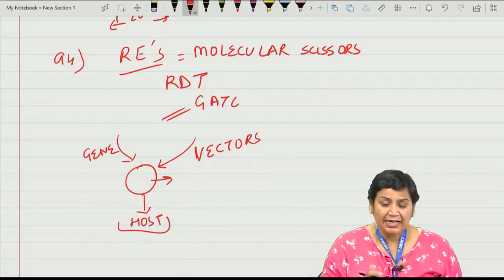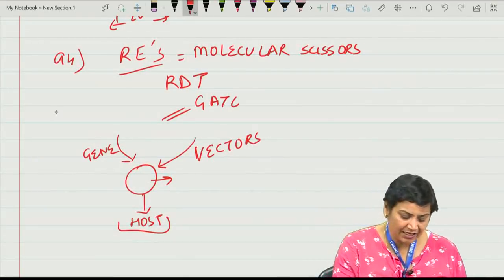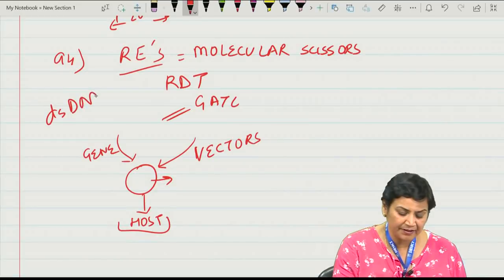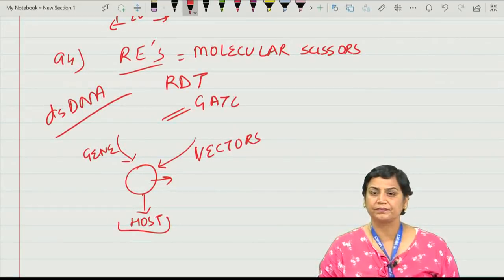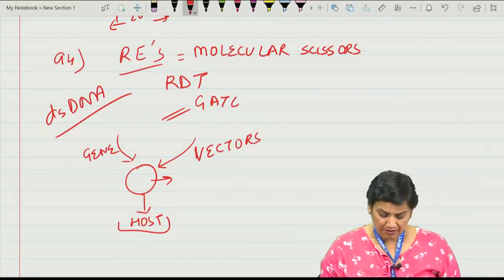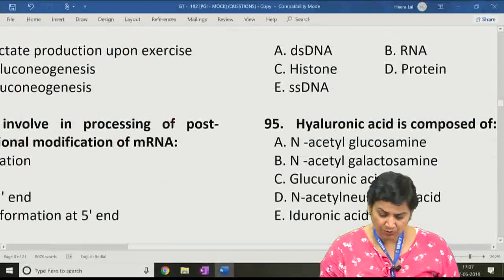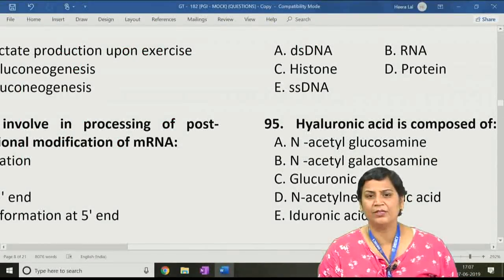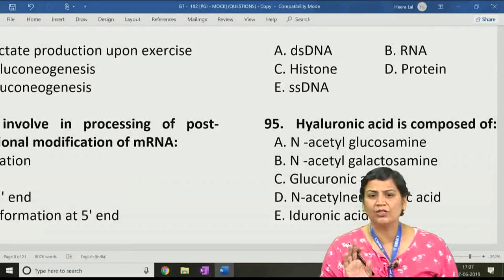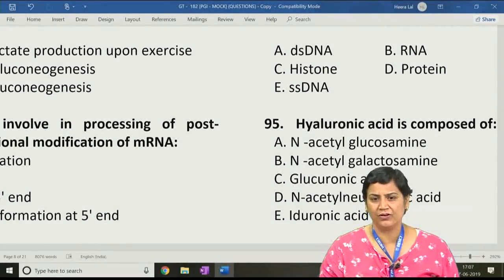Now see what happens is, REs are always acting on double stranded DNA, always. Question is what? Yes, it is clear, double stranded DNA. Right, it cannot act on single stranded, it will act on double stranded DNA.